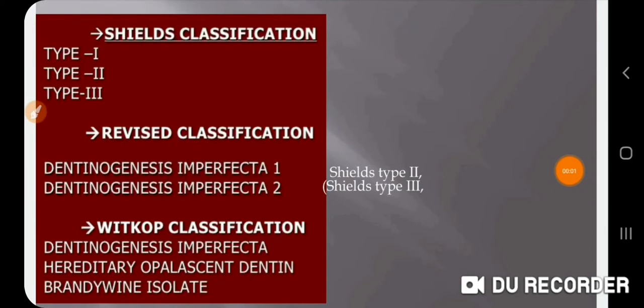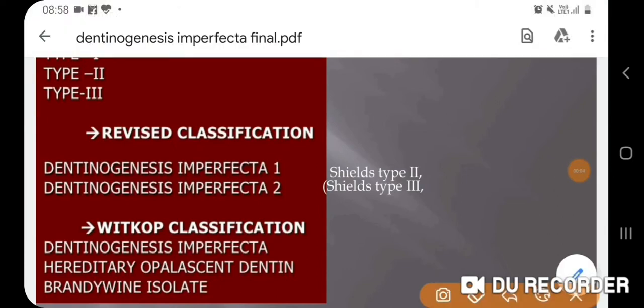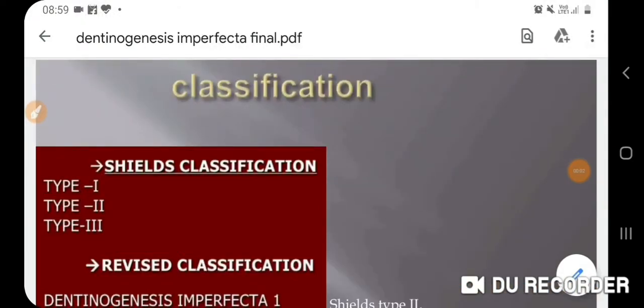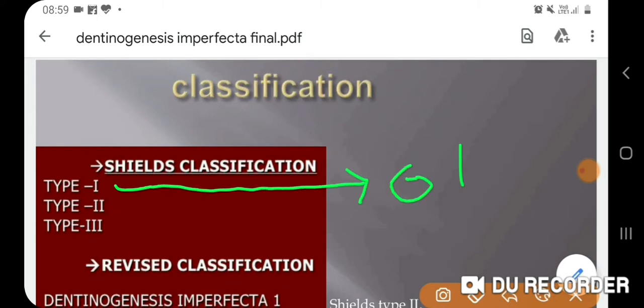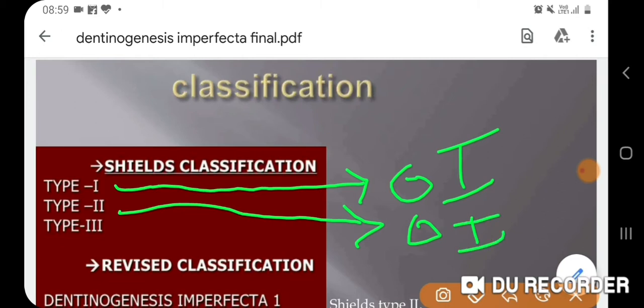Now we come to the part of classification. According to Shields classification, type 1 dentinogenesis imperfecta is associated with osteogenesis imperfecta, whereas type 2 is not associated with osteogenesis imperfecta. And type 3, according to Shields, is the Brandywine type.